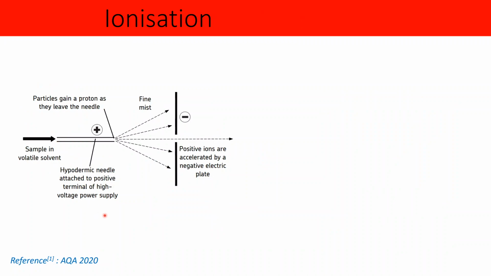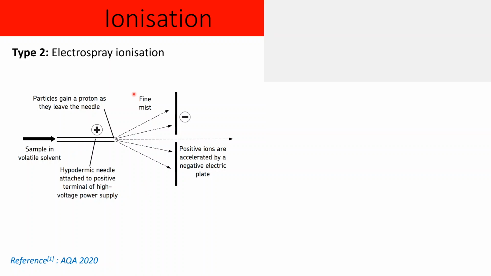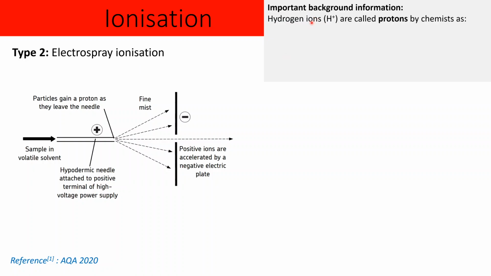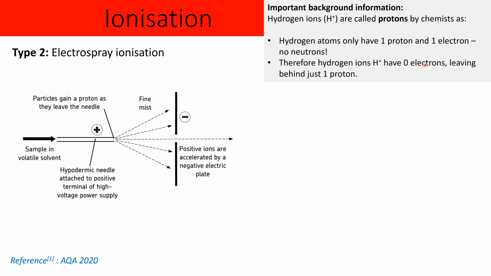So this is electrospray ionisation again. Here's AQA's diagram. Credit goes completely to them for this diagram. So here's an example of electrospray ionisation. Now, just want to highlight one thing really quickly. Chemists are going to be calling hydrogen ions protons. And the reason a chemist can call a hydrogen ion a proton is because of this. If we look at a hydrogen atom, it's only got one proton and one electron, no neutrons. Now a hydrogen ion, well, you've removed that one electron. So it's going to have 0 electrons, but it'll still have its remaining proton, but that's all it will be.